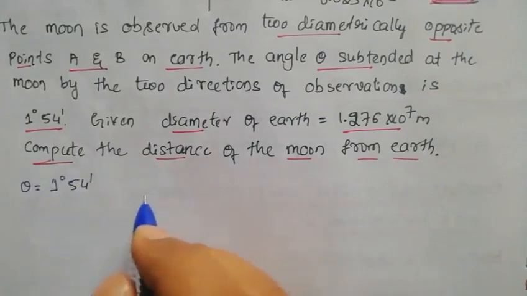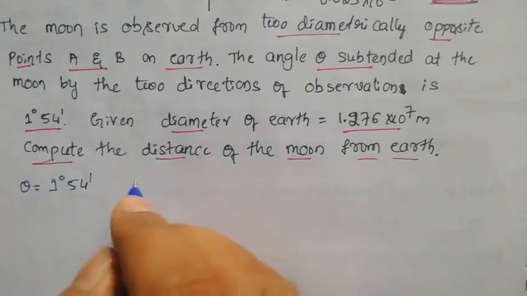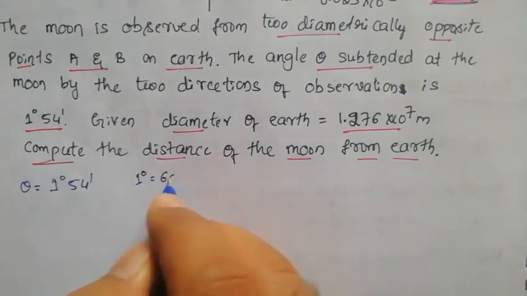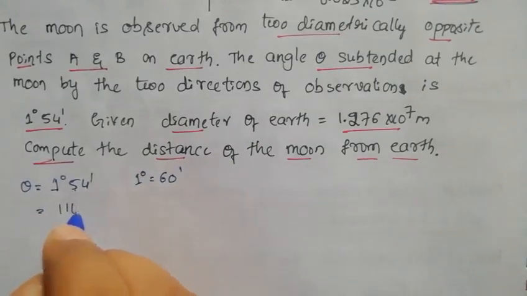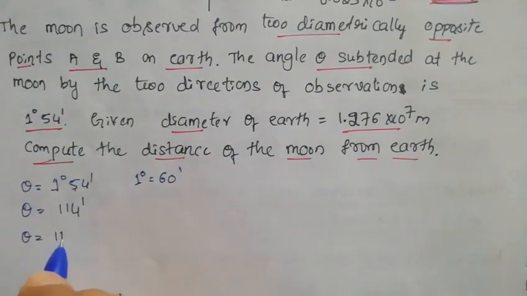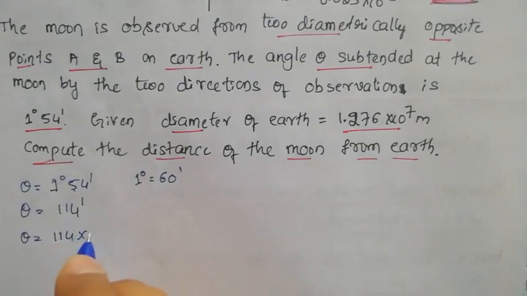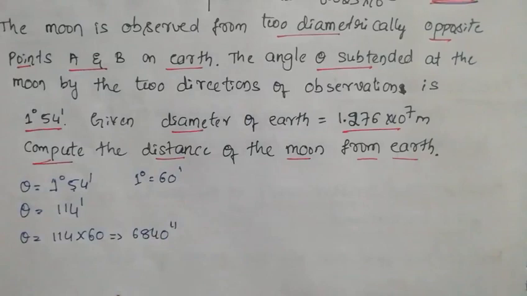Now we know 1 degree equals 60 minutes. So it is 60 plus 54, which becomes 114 minutes. Theta equals 114 minutes. We need to convert 114 minutes to seconds. So we multiply 114 into 60, which gives us 6840 seconds.